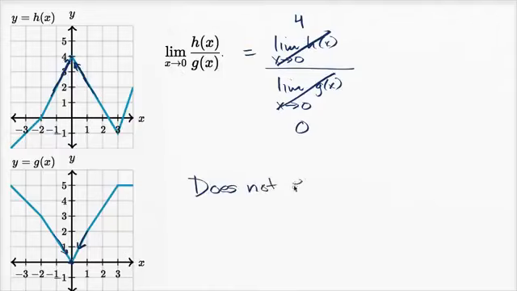Does not exist. And actually, if you were to plot h of x over g of x, if you were to plot that graph, you would see it even clearer that that limit does not exist. You would actually be able to see it graphically.